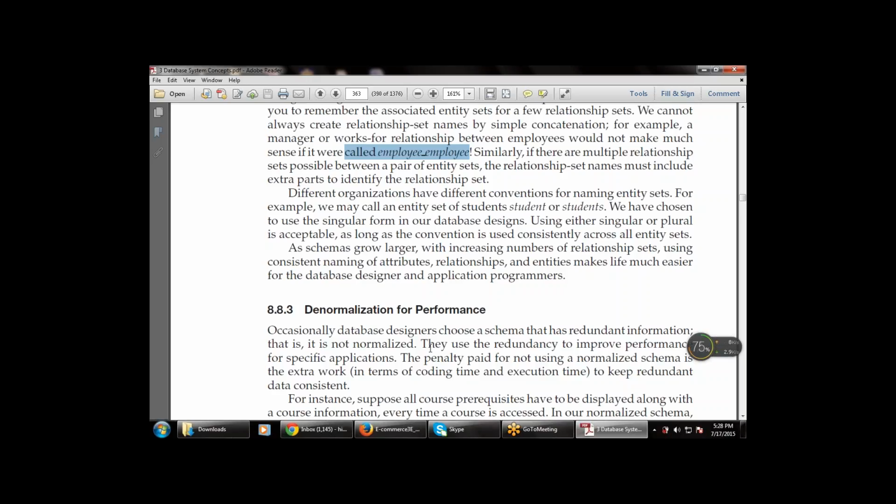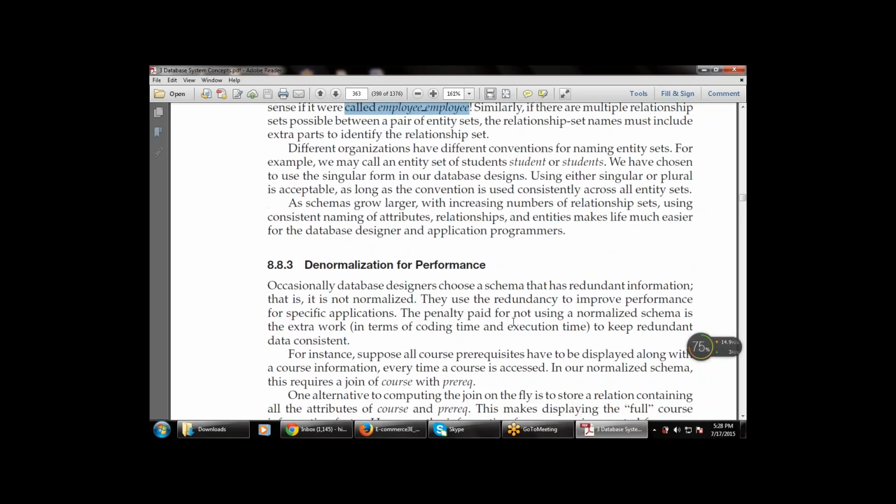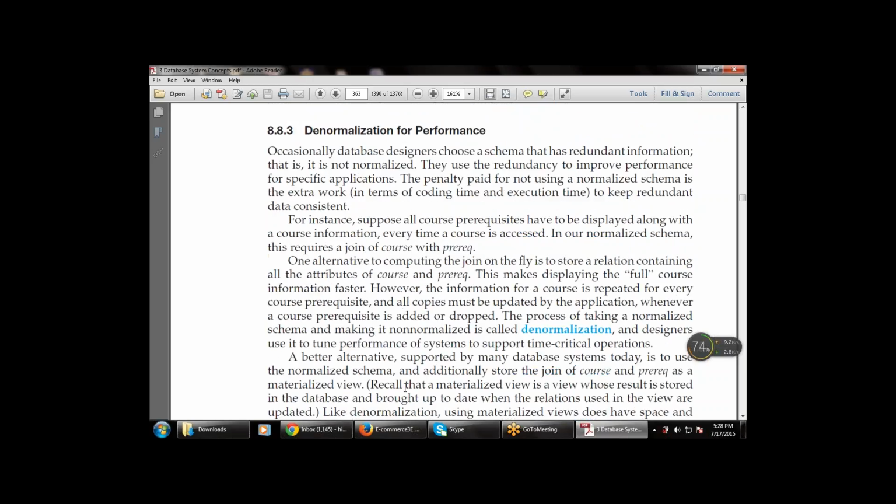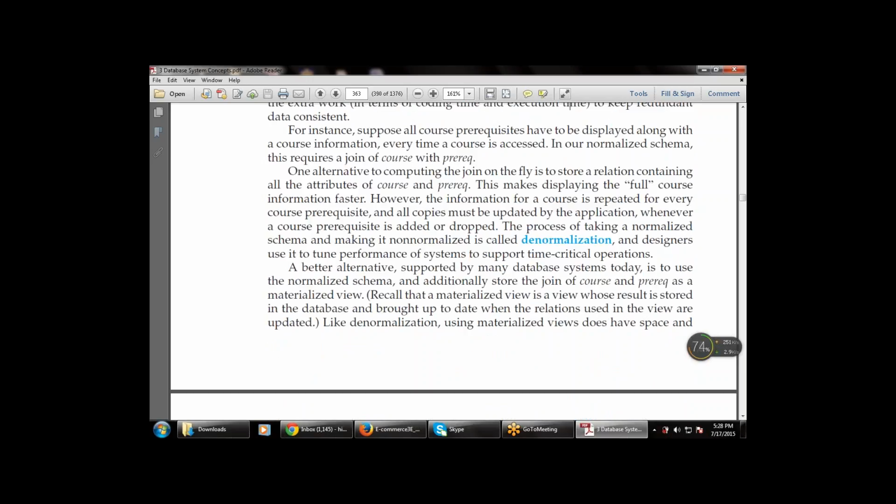Occasionally database designers choose a schema that has redundant information, that is, it is not normalized. They use the redundancy to improve performance for a specific application. The penalty that is paid for not using a normalized schema is the extra work to keep the redundant data consistent.